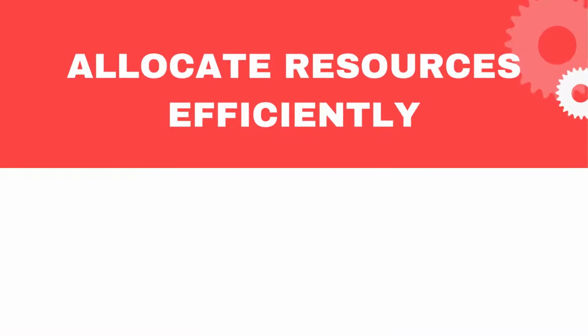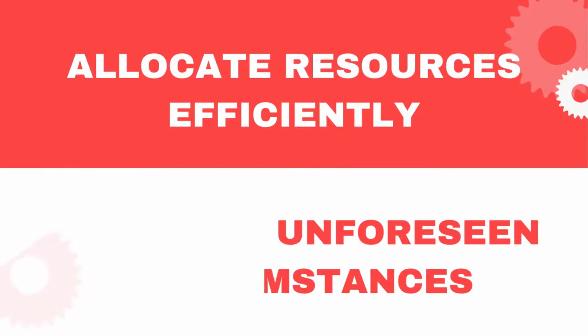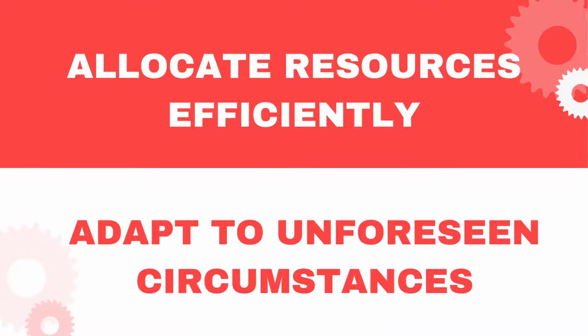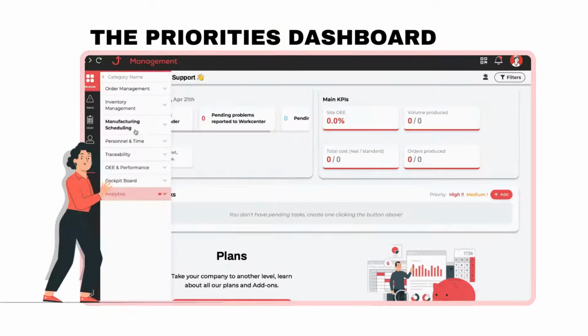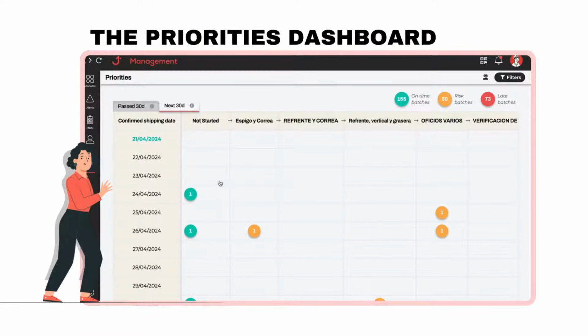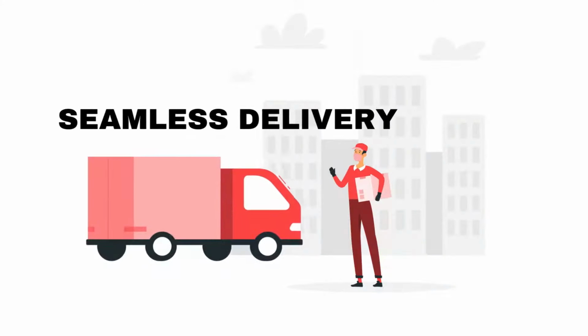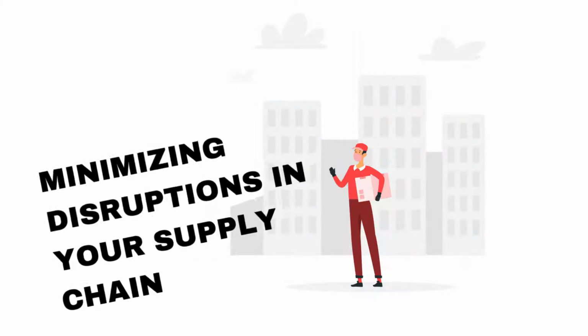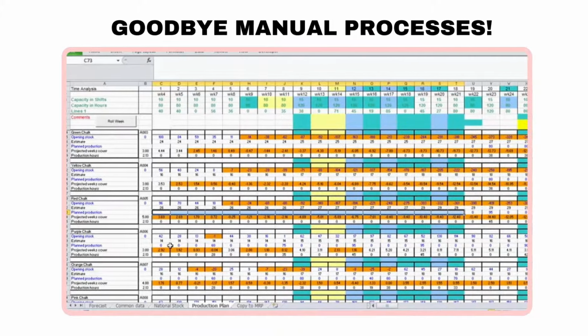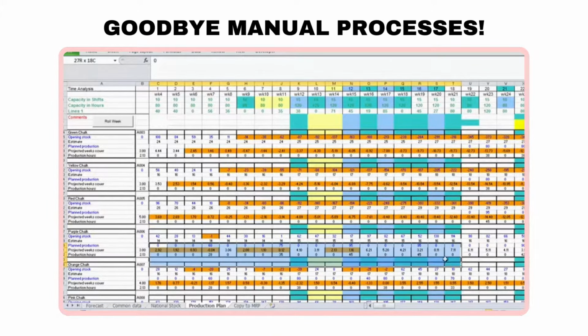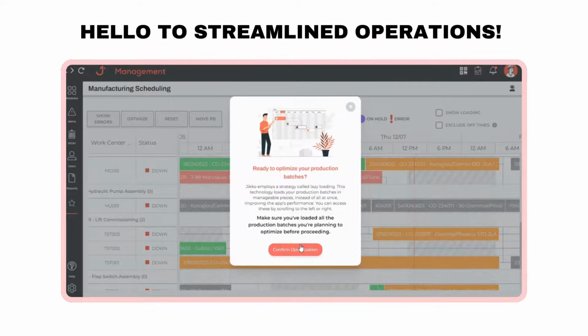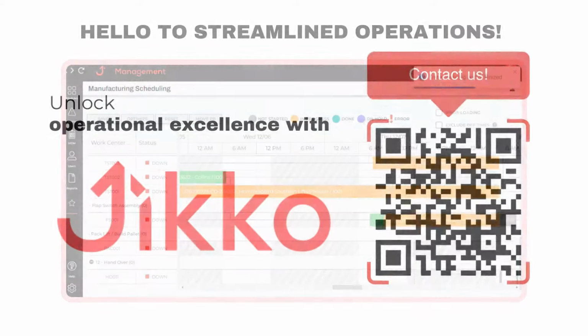Adjust work according to changing demands, allocate resources efficiently, and adapt to unforeseen circumstances in real time. Stay in control with the Priorities dashboard, identifying potential delays or risks, ensuring seamless delivery to your customers, and minimizing disruptions in your supply chain. Say goodbye to time-consuming manual scheduling processes and hello to streamlined operations with JIKKO.